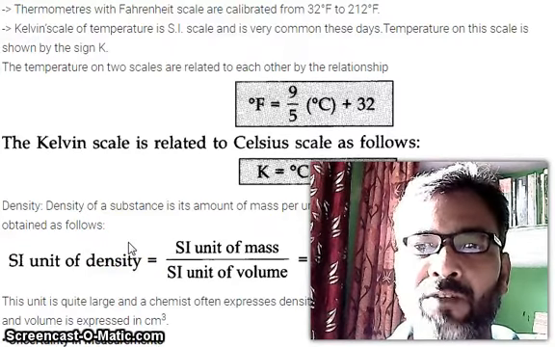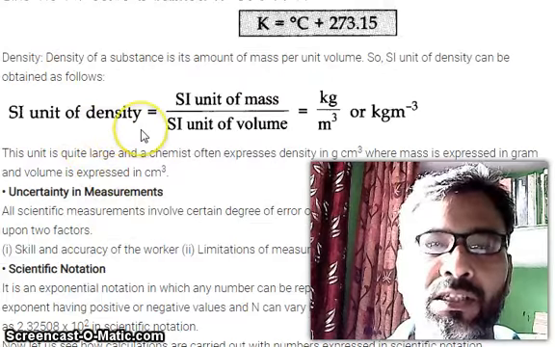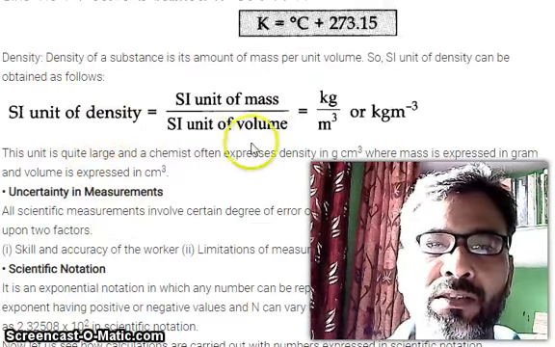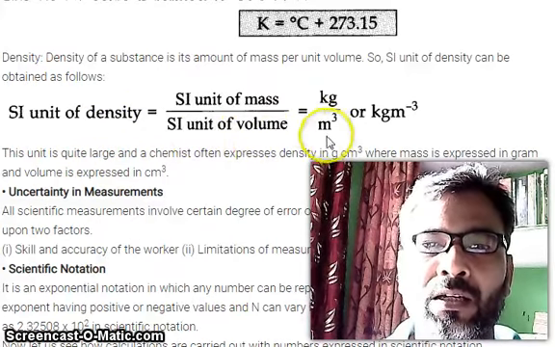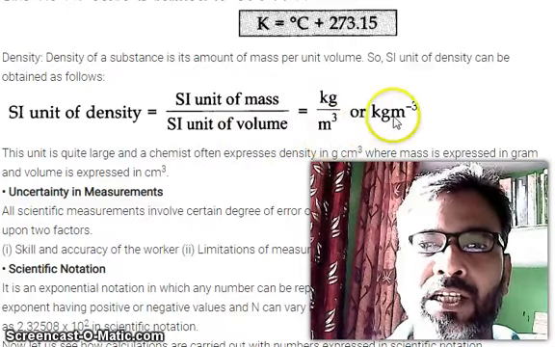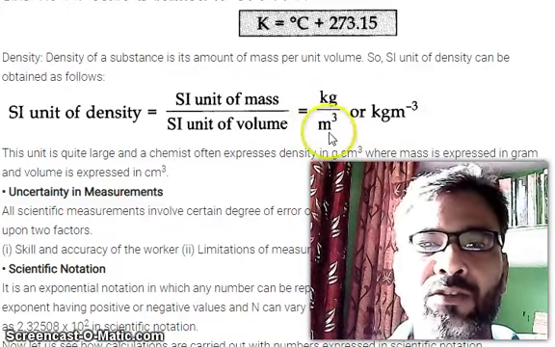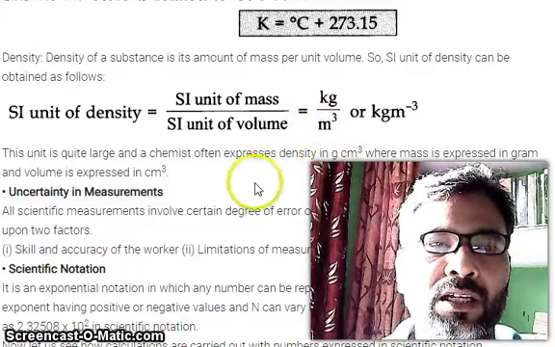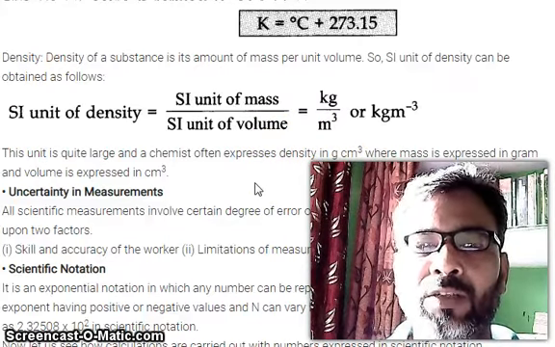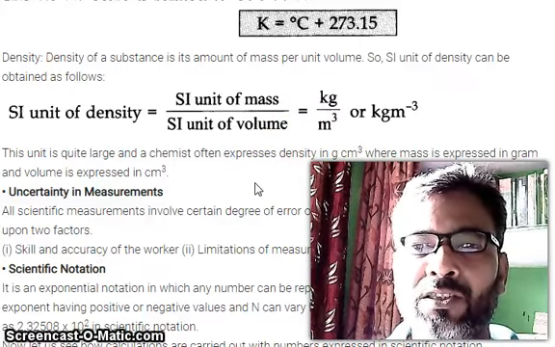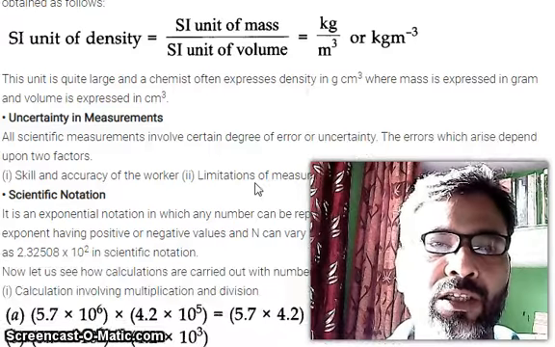Density. Density of a substance is its amount of mass per unit volume. So the SI unit of density can be obtained as follows. SI unit of density is equal to SI unit of mass divided by SI unit of volume, which is kg per cubic meter, because the SI unit of mass is kg and the SI unit of volume is cubic meter. This unit is quite large and chemists often express density in gram per cubic centimeter, where mass is expressed in gram and volume is expressed in cubic centimeter.